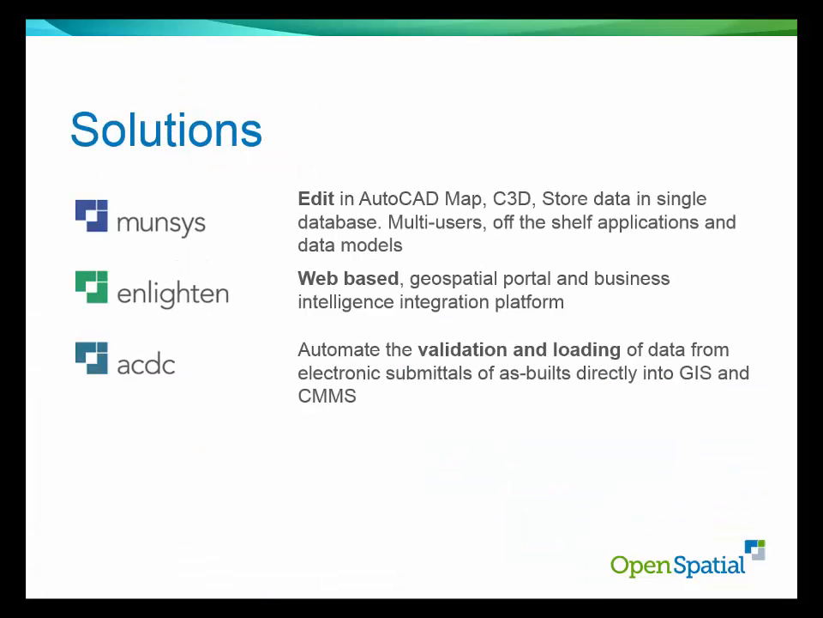If we look at our solutions, we have Munsys, which is what I'll be showing you today. It is our editing tool. It's powerful editing inside of AutoCAD, but in essence allows you to build a structured, intelligent utility model of your data, but using CAD. We have Enlighten, which is our web-based geoportal, which publishes that data live on the web. We have another product called ACDC, which allows for the automatic validation and loading of as-built submittals before they even get taken into your organization. So that when they have passed a validation ahead of time, you know that you'll be able to load them directly into your GIS and or CMMS system.